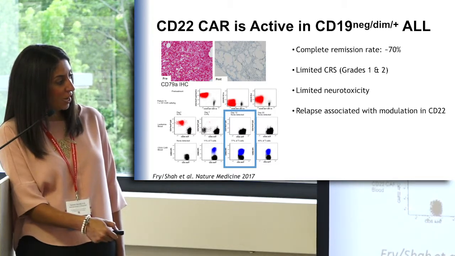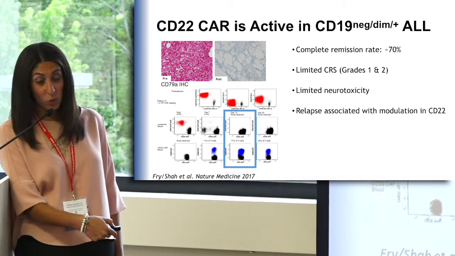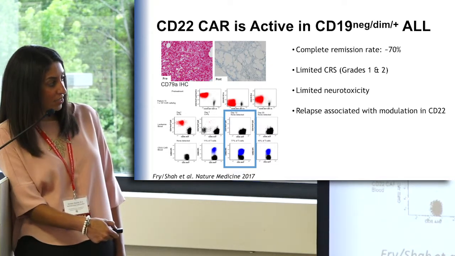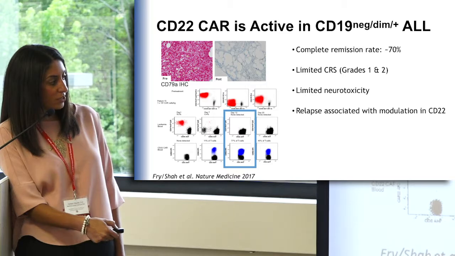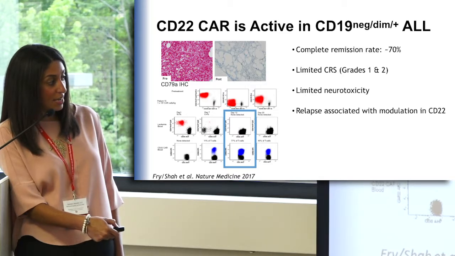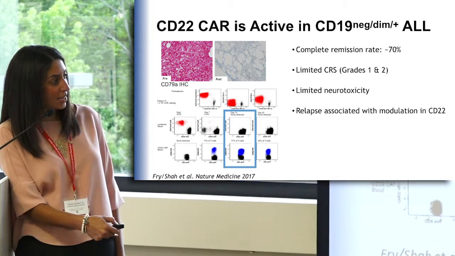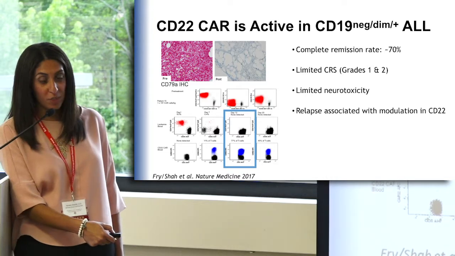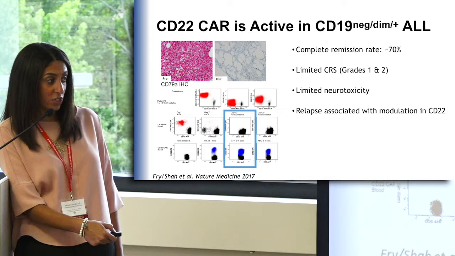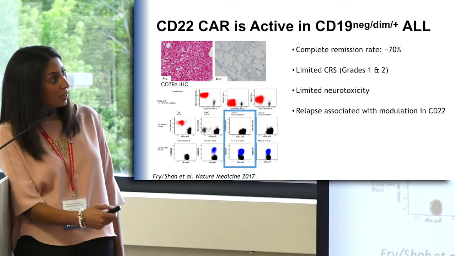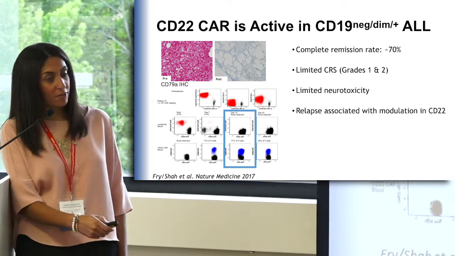And down here in this panel of flow cytometry, this is our CD22 CAR. You do not obviously detect it on day 1. You start to see a good population at day 7. And then at day 12, you see 77% of T cells expressing our CD22 CAR. And we have complete remission rates on this trial.